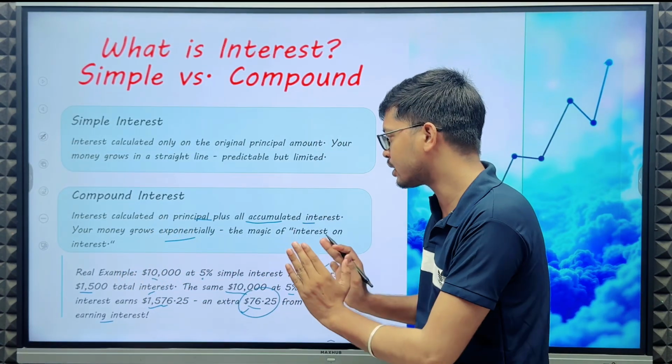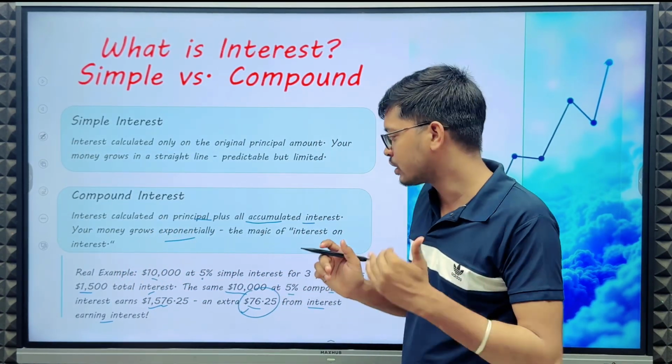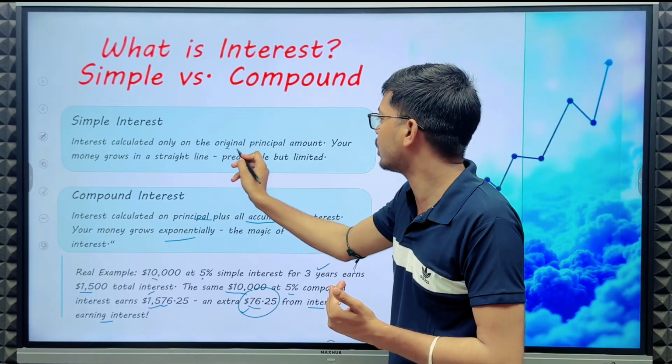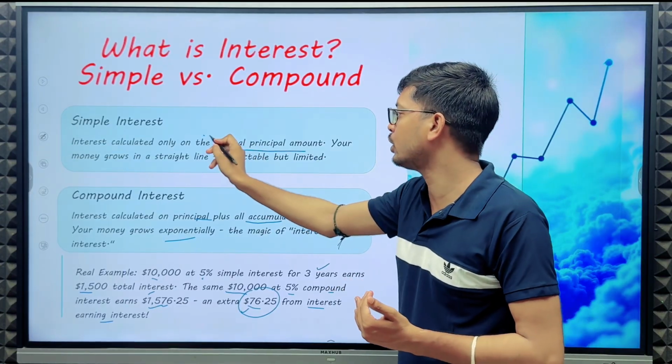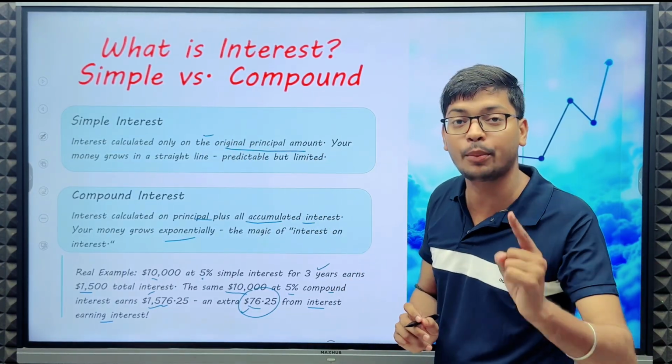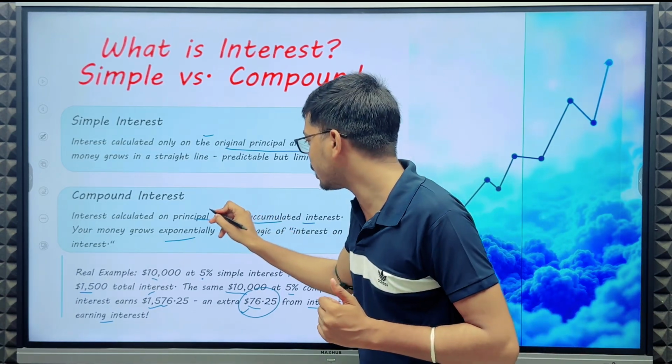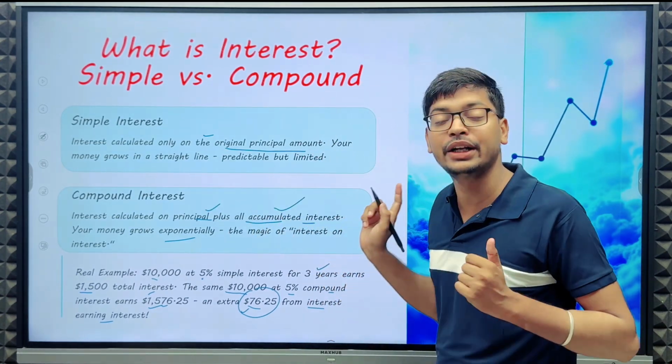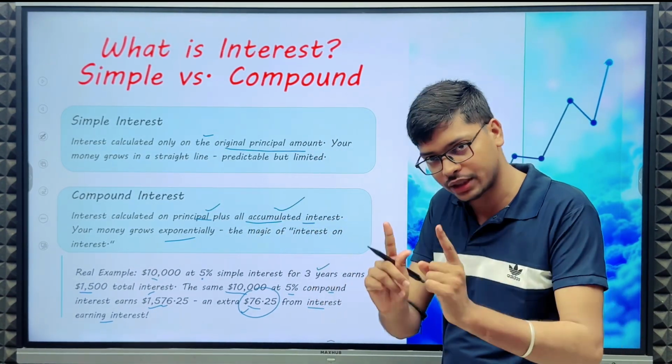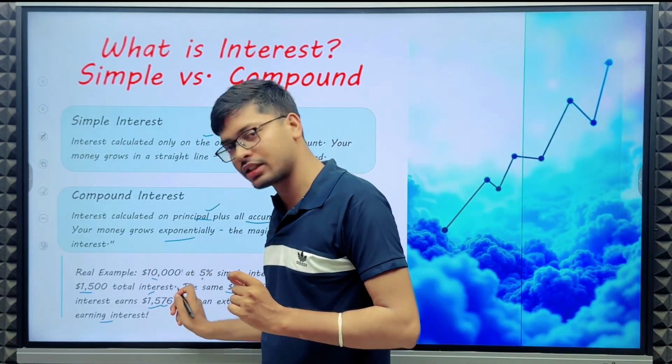So you understand: simple interest is calculated only on the original principal amount, but compound interest is on the principal plus accumulated interest. Now you understand this example.